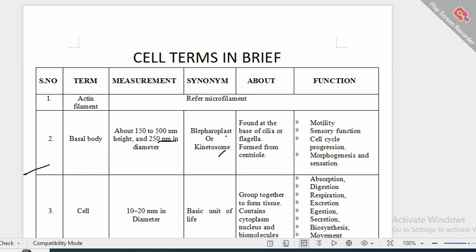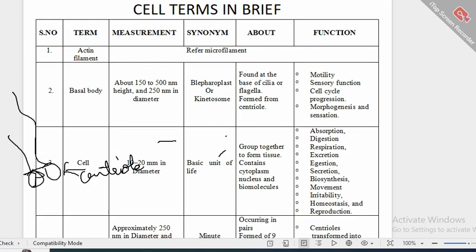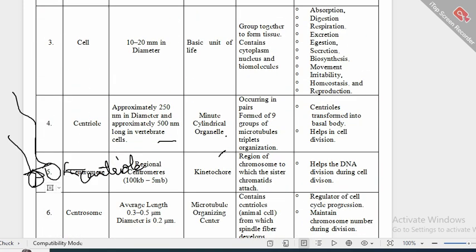It is found at the base of the cilia or flagella, and it is formed from centriole. So some subcellular organelles are connected to each other. It helps in functions such as motility, sensory function, cell cycle progression, morphogenesis, and sensation from the environment. Moving on to the next subcellular organelle, the cell itself.